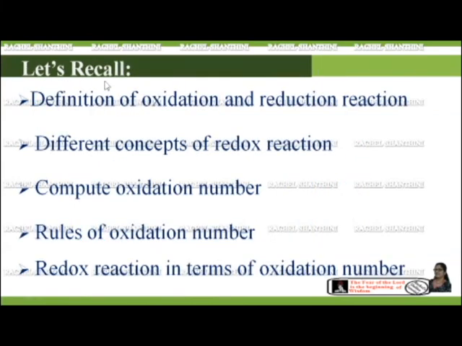Students, let's recall all the concepts that we have discussed in this session. We have discussed the definition of oxidation and reduction reaction. We have discussed the different concepts, that is the classical and the electronic concepts of redox reaction. We have discussed how to compute the oxidation number. We have discussed the rules of oxidation number and redox reaction in terms of oxidation number.